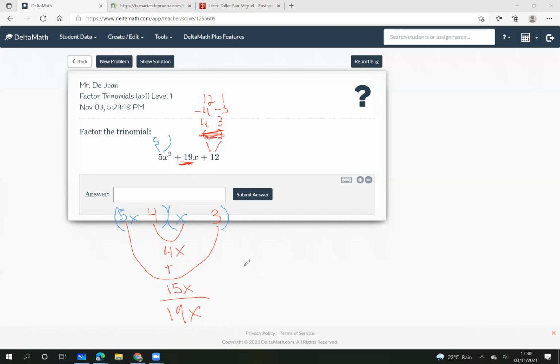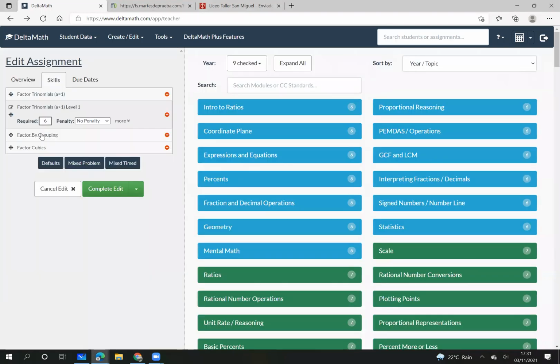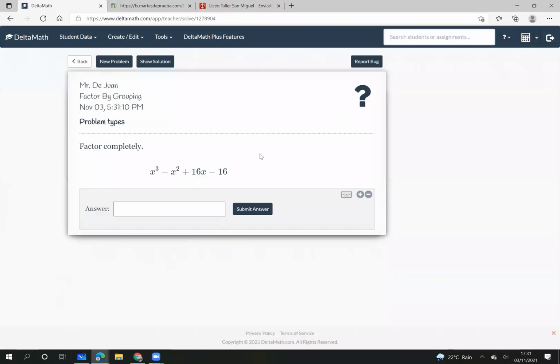So the answer that we know it has to be is 5x plus 4 and x plus 3. The outside and the inside need to multiply to make the b term. Factor by grouping. They've put in a small trick here.